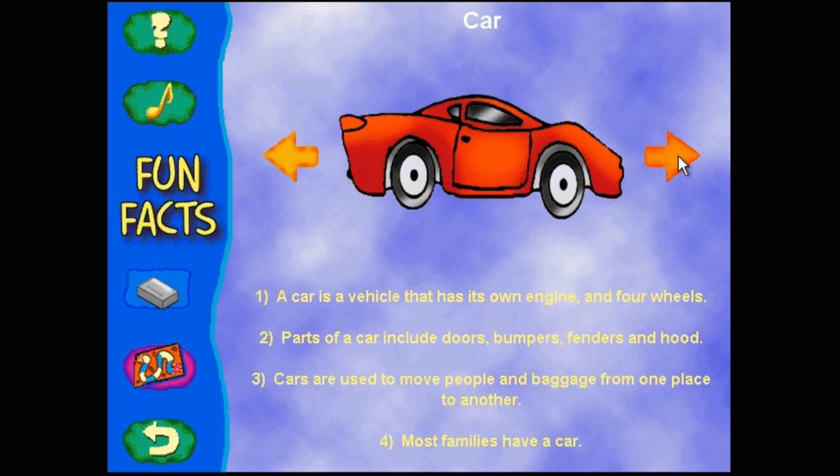Car. A car is a vehicle that has its own engine and 4 wheels. Parts of a car include doors, bumpers, fenders and hood. Cars are used to move people and baggage from one place to another. Most families have a car.